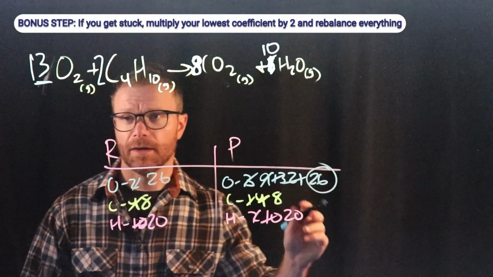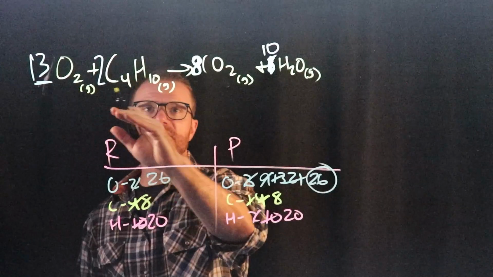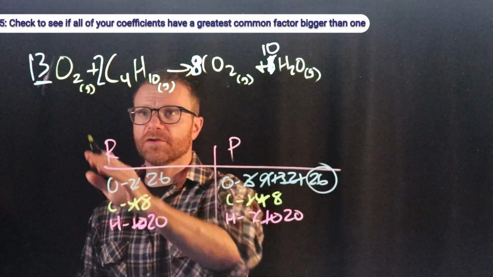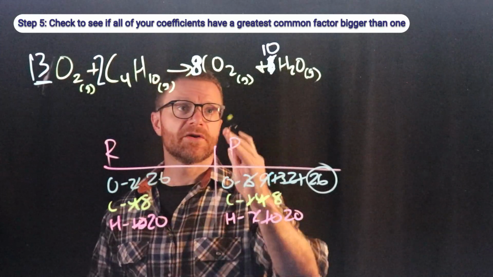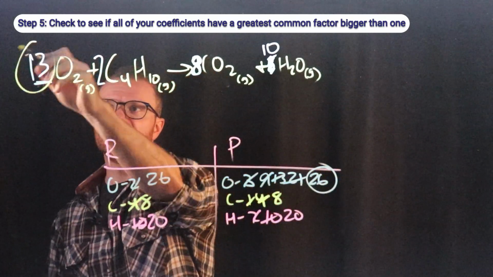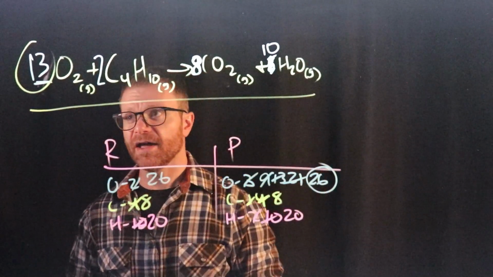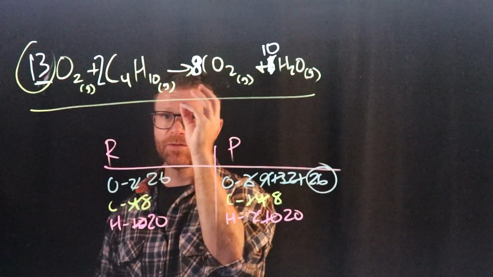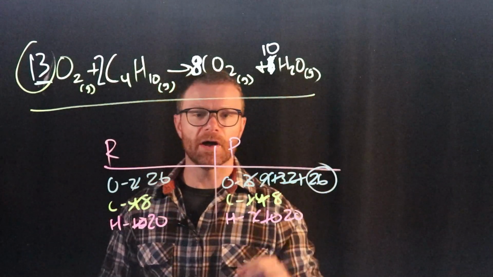And now everything's balanced. Now, are all these numbers divisible by a common factor? 13, 2, 8, and 10? No, they're not. 2, 8, and 10 are all divisible by 2, but 13 isn't. So because of that, this is balanced and simplified. 13 oxygens react with 2 butanes to make 8 carbon dioxides and 10 waters.